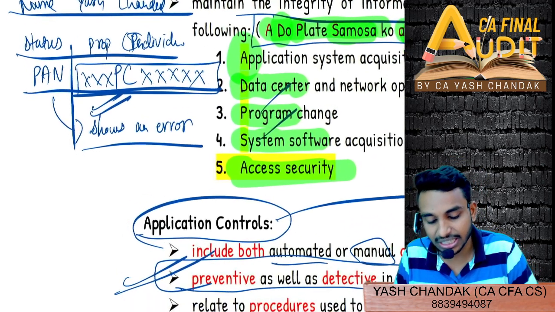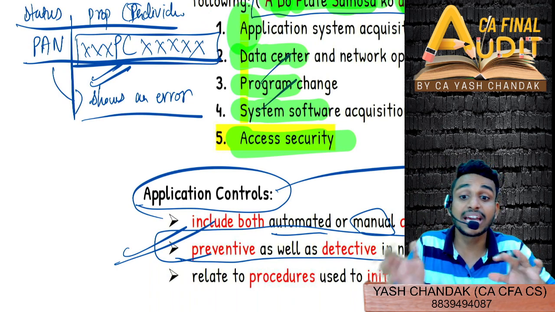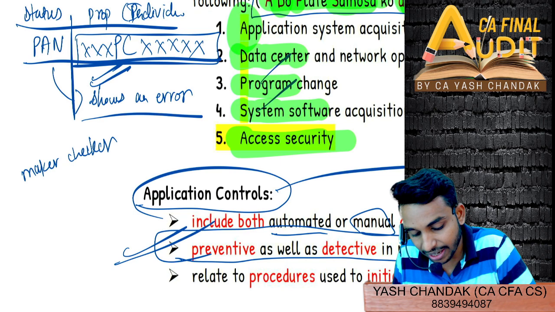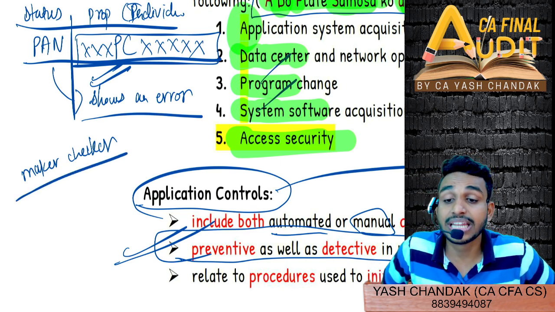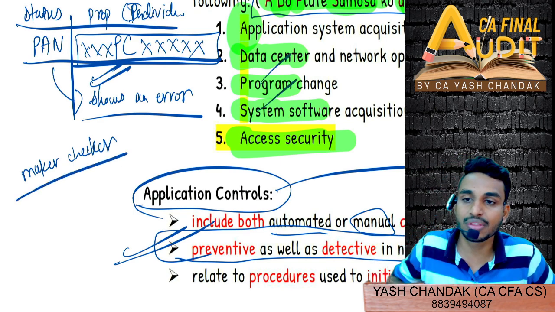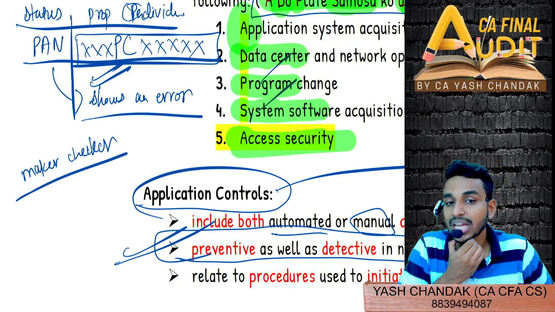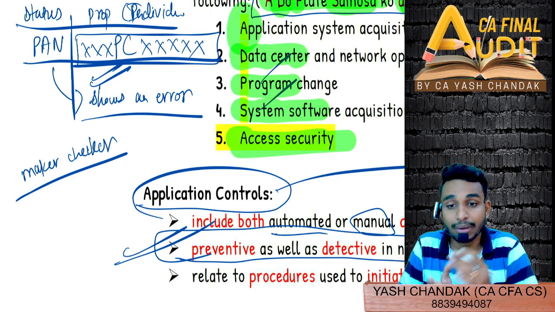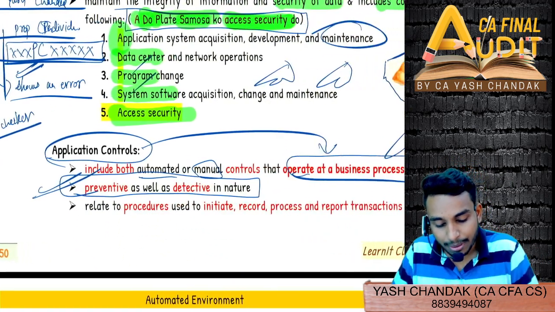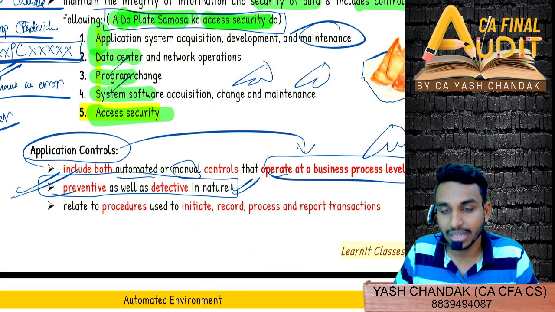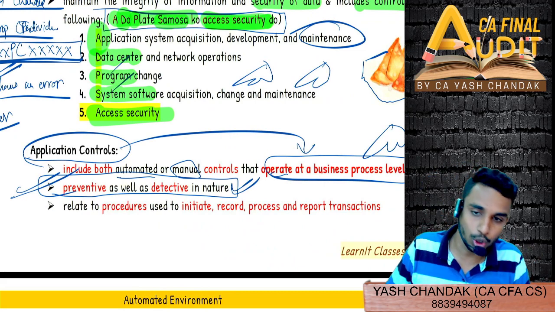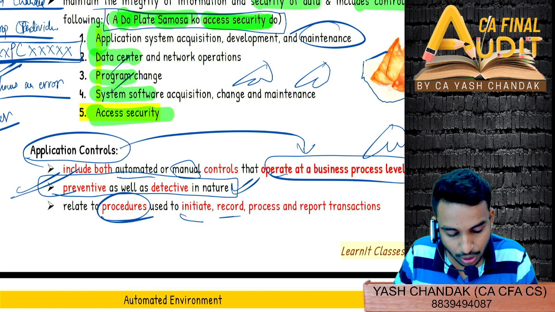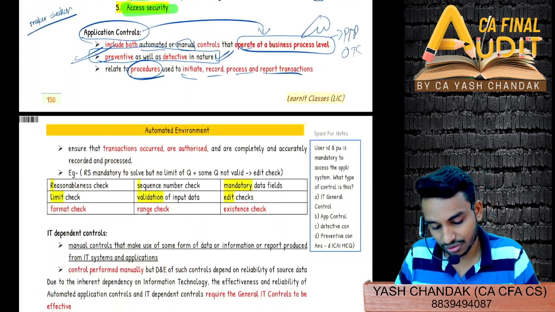However, some detective controls could be like maker checker. Whenever there is a control of maker checker, right? So one who will make will not check, but the other person will check. That is what a detective control is. Detective control in the sense you have made the entry, now I'll check and detect any error, if at all. It is not preventive in nature, but detective in nature. So preventive as well as detective in nature, the application controls could be either preventive, detective, could be automated, and could be manual, and relates to procedure used to initiate, record, process, and report the transactions.